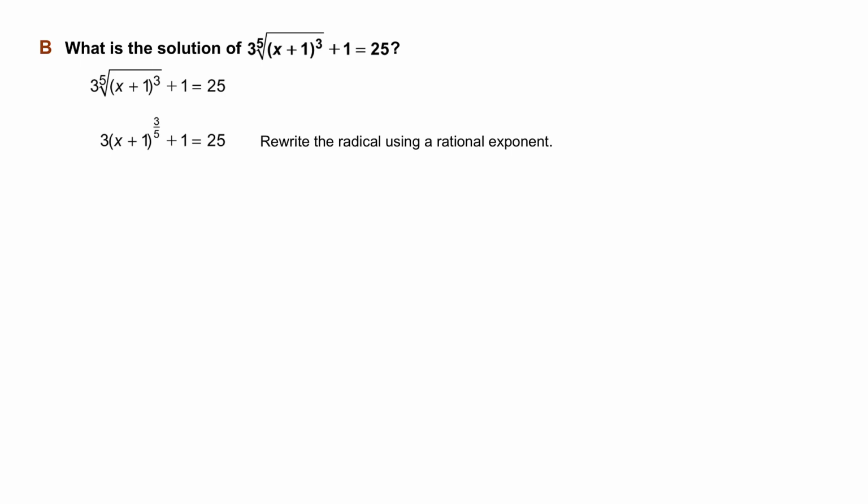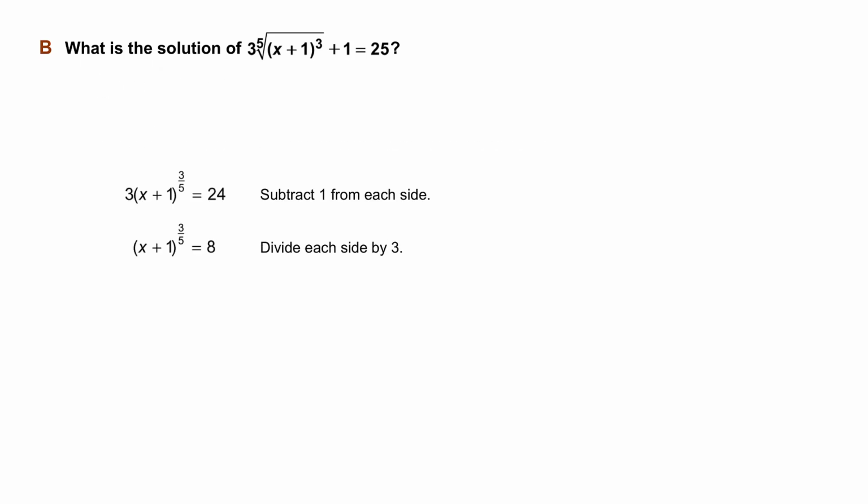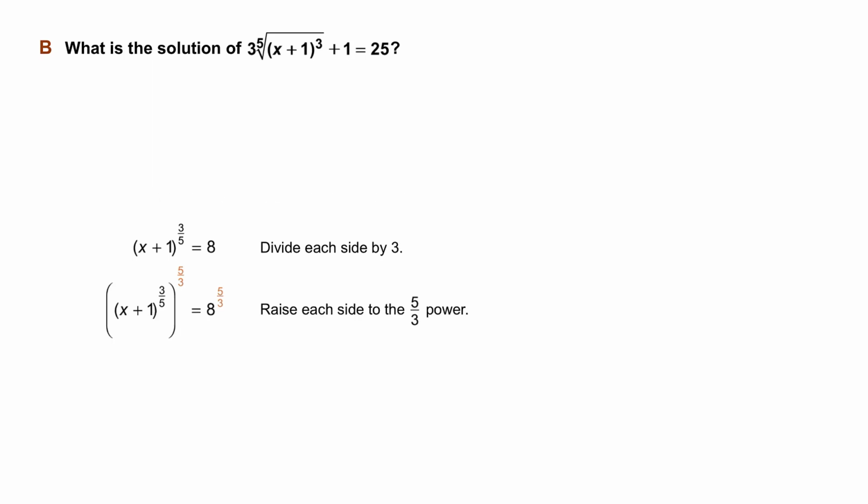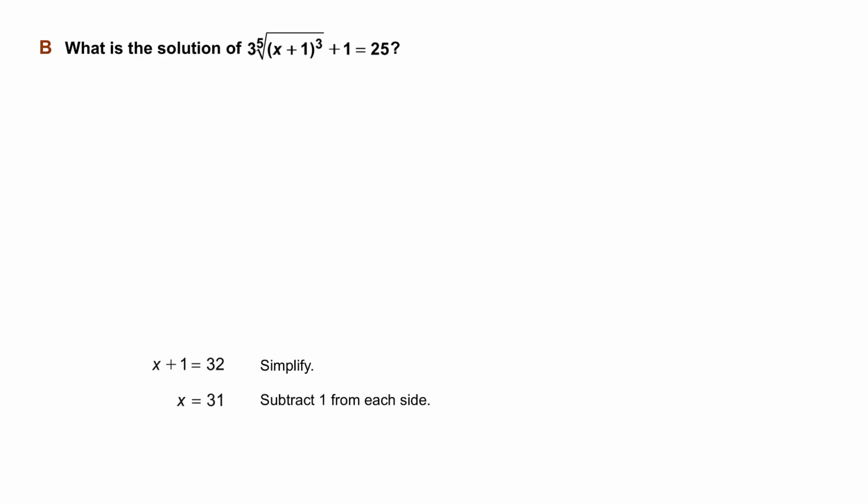So our equation is now 3 times the binomial x plus 1 to the 3/5 power plus 1 equals 25. Subtract 1 from each side, divide each side by 3, and raise each side to the 5/3 power to arrive at x plus 1 equals 32. Subtracting 1 from each side, x equals 31. So our solution is 31.